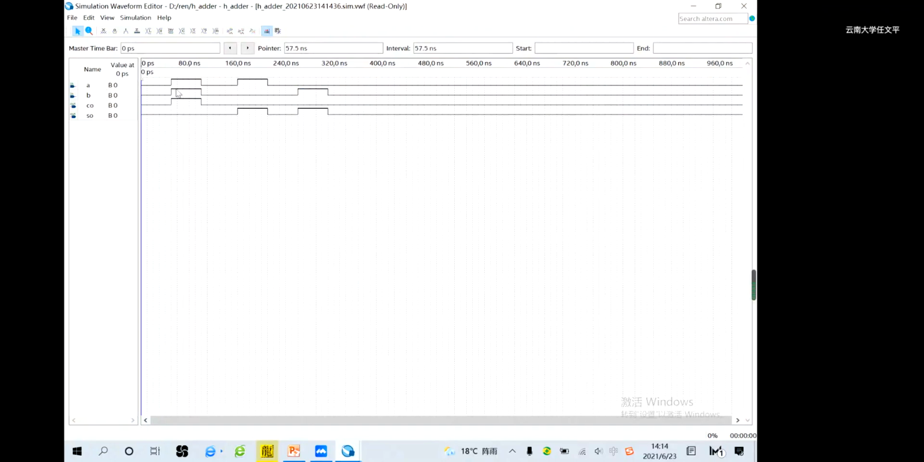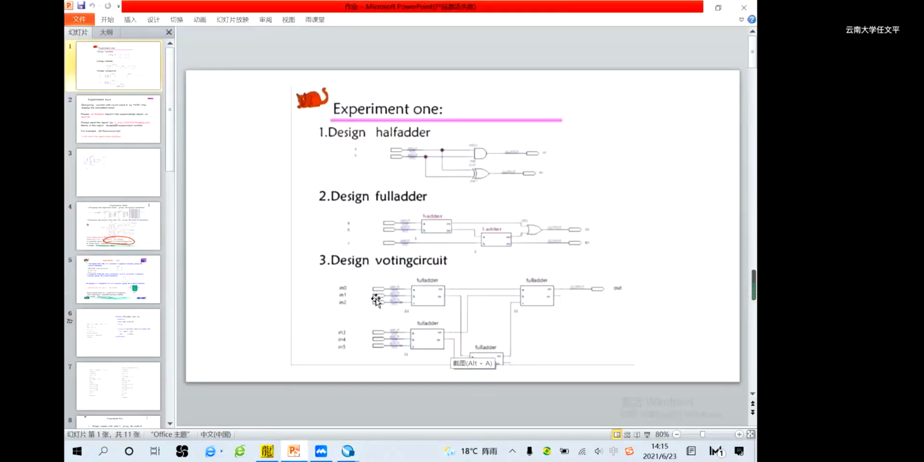The circuit logic is right. This means I finish the first step. Next, I will finish the second step. Design the full adder. In this circuit, this symbol is from the first step.